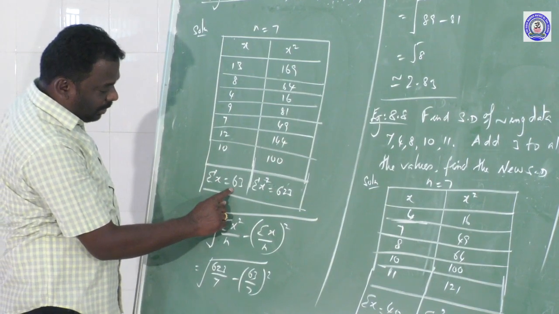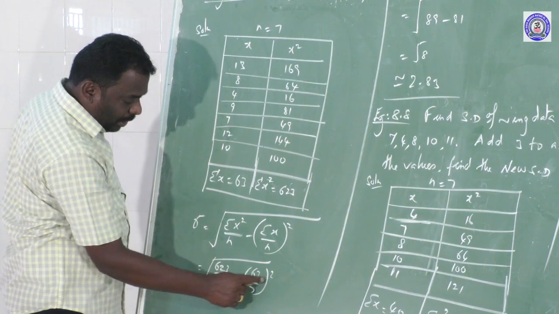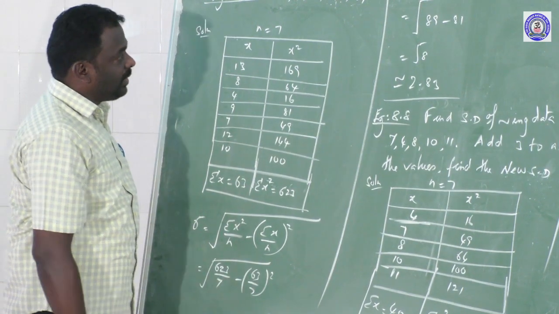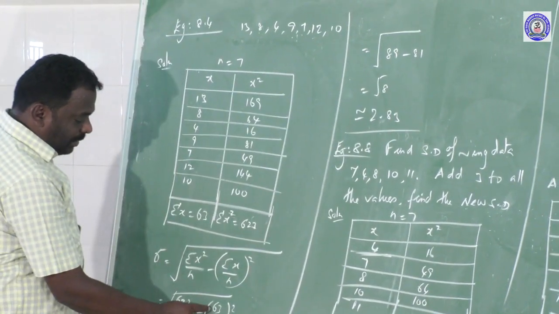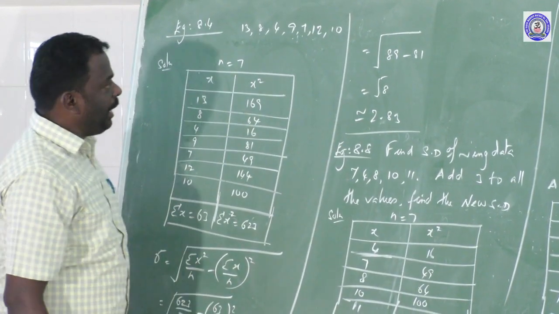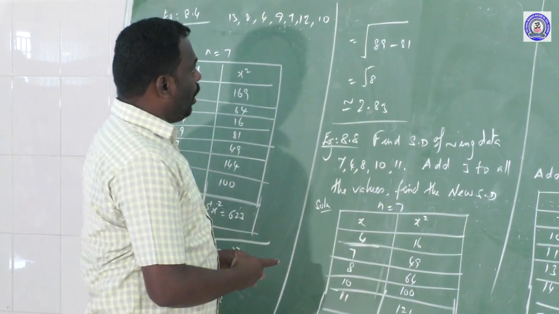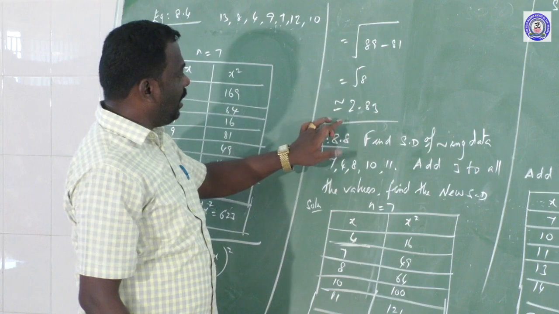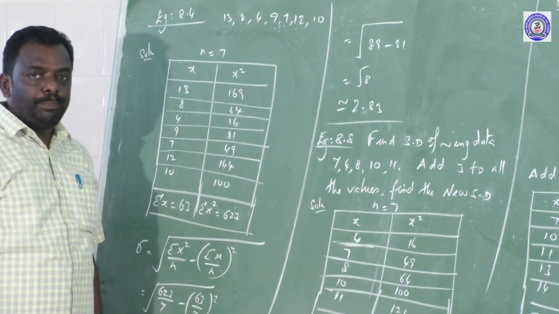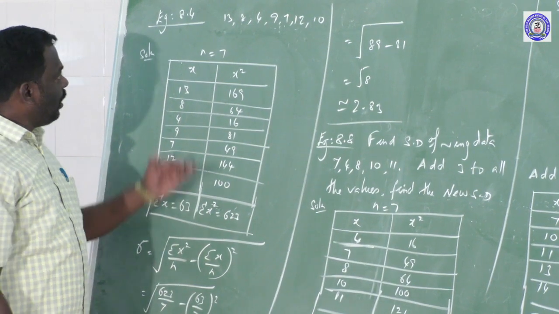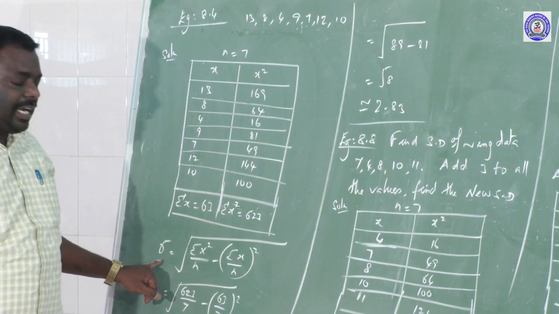Summation x equals 63, so n equals the whole square. Now simply we will cancel. It cancels with the 2 term, we get 89, and cancelling the 1, 9 squared is 81. Therefore the standard deviation is the square root of 89 by 81, that is equal to root 8. Approximately, root 8 value equals 2.83.